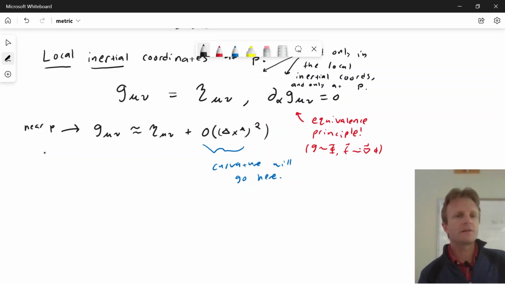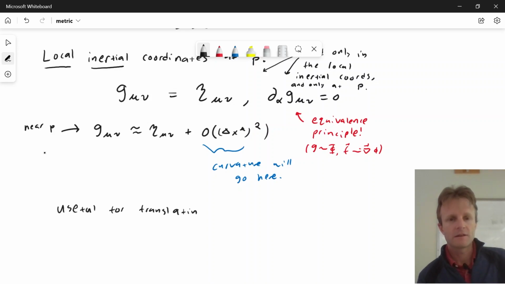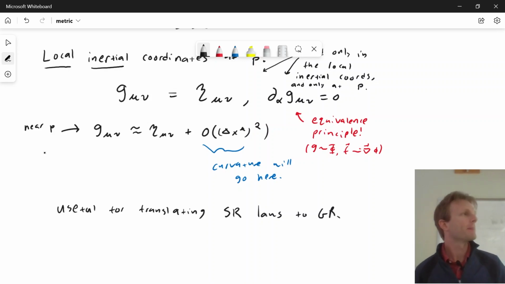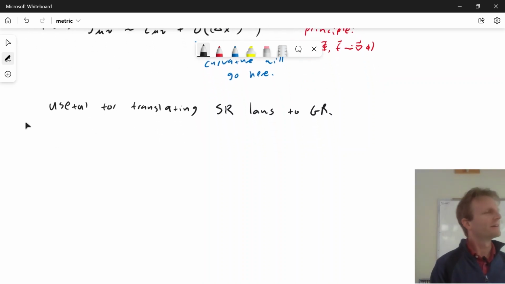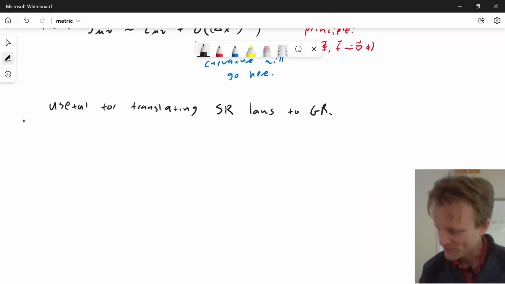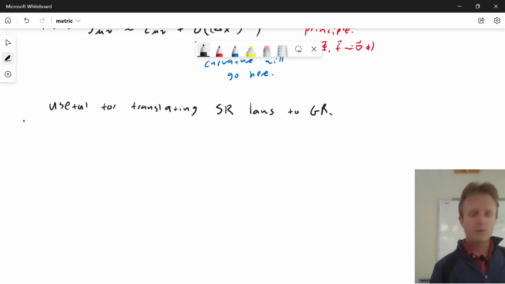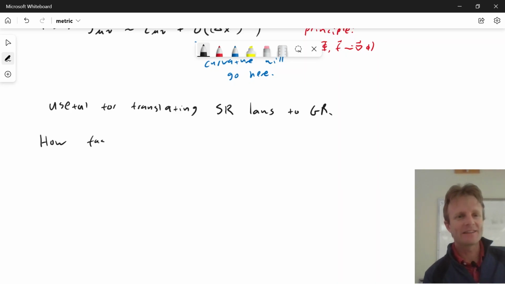Now, the reason I introduce these local inertial coordinates now is they're very useful for translating special relativity laws to general relativity. And this is incredibly simple but very subtle, and I do give a homework problem on doing this, and it's a one-line homework problem, yet lots of people miss it. So here's the version we'll talk about in class. Let me give you an example. So suppose we want to know how fast something is moving. Okay? So how fast is the rocket moving? You know, according to us.